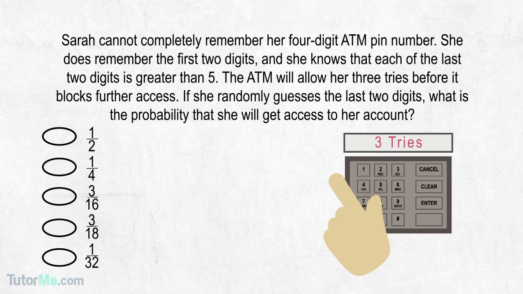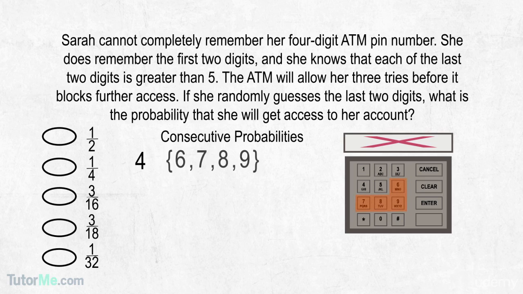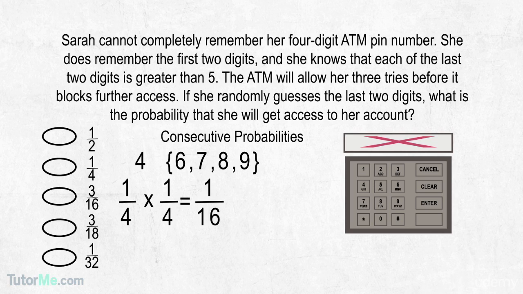Randomly guessing either of the last 2 digits does not affect the choice of the other, which means that the events are independent, and we are dealing with consecutive probabilities. Since each of the last 2 digits is greater than 5, Sarah has 4 digits to choose from, 6, 7, 8, and 9. Her chance of guessing correctly on the first choice is 1 out of 4. On the second choice is also 1 out of 4. Her chance of guessing correctly on both choices is 1 out of 4 times 1 out of 4, which equals 1/16. Since she gets 3 tries, the total probability is 1/16 plus 1/16 plus 1/16, which equals 3/16. And that's our answer.